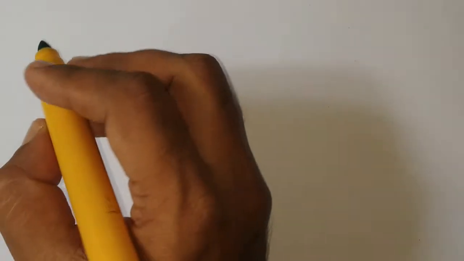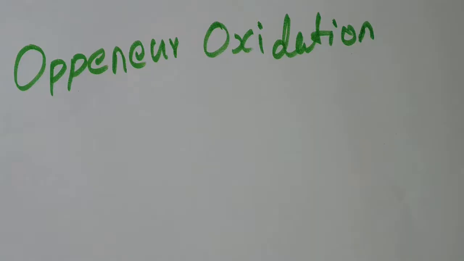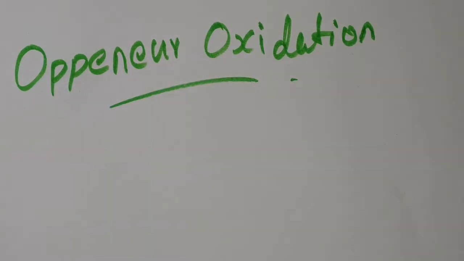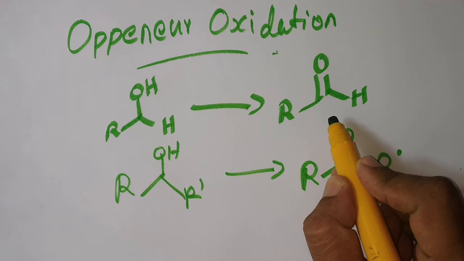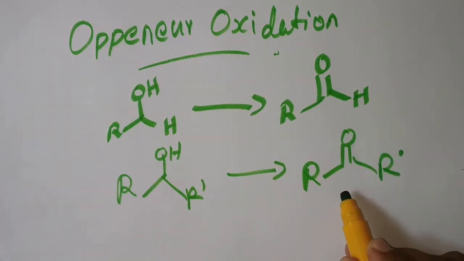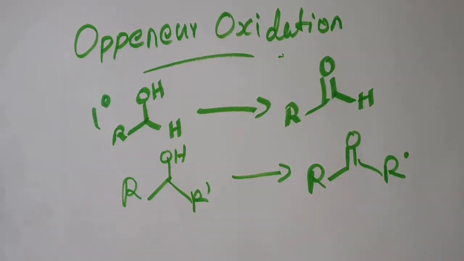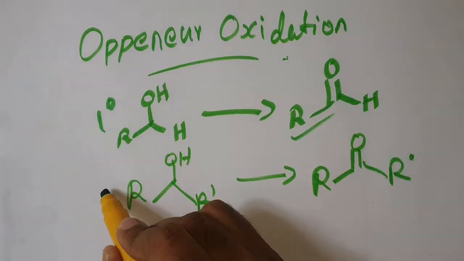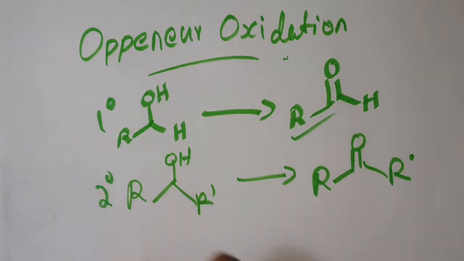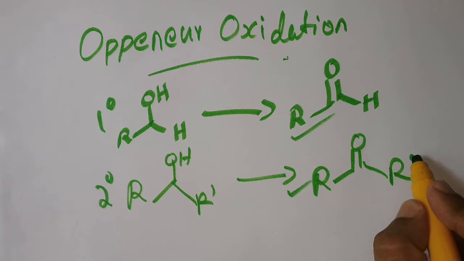Hi and hello all. Let us have a look at Oppenauer oxidation. An alcohol gets converted into its corresponding aldehyde or corresponding ketone depending on the alcohol. If the alcohol is a primary alcohol, this will get converted into an aldehyde. If it is a secondary alcohol, this will get converted into its corresponding ketone.